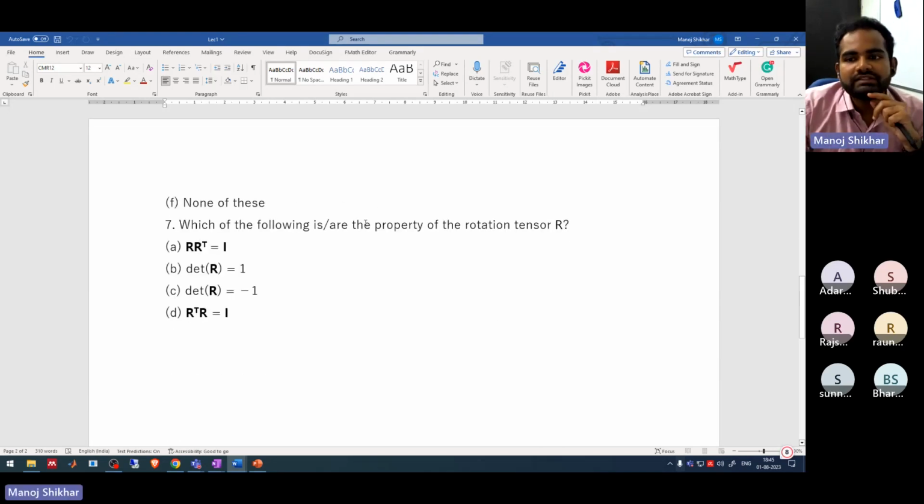7. Which of the following is a property of a rotation tensor? So R transpose R will be I. And determinant of R equal to 1. So these three are the properties. This one is not correct. This is what we would have if we had asked for the property of a reflection tensor.